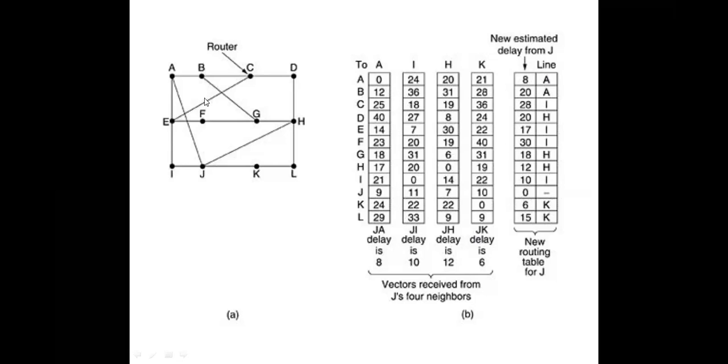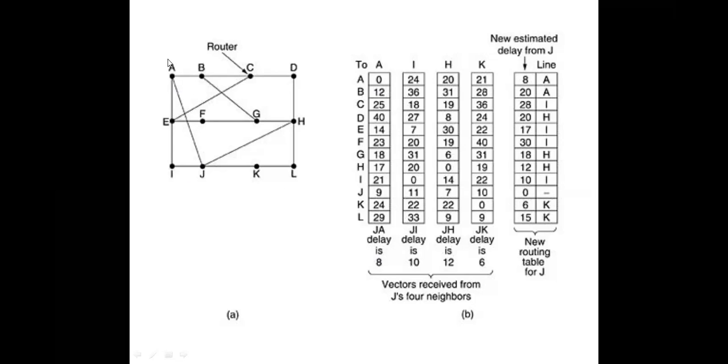Then what about J to B? Now you need to calculate J to B. I will give you a clue for J to B and J to C. The remaining you have to do. How can we calculate the delay between J to B? Initially we know J to A is 8. The distance between A to B is 12. So in order to go to B via A, what is the length? J to A is 8 and A to B is 12. 8 plus 12 is 20.